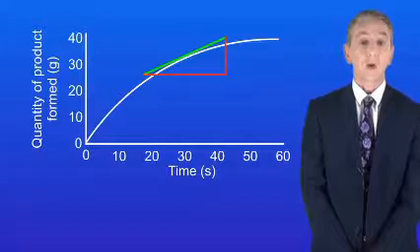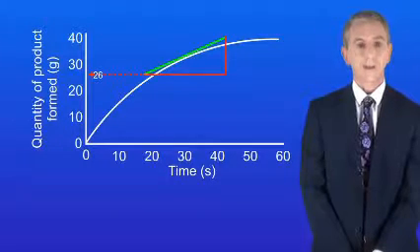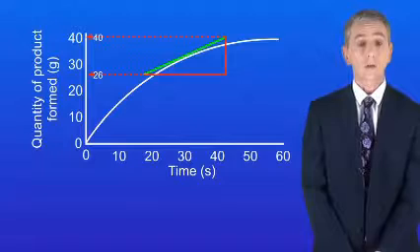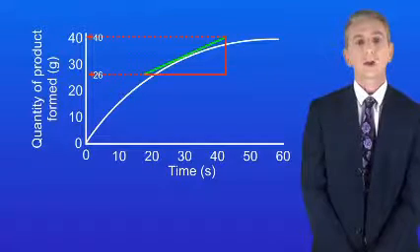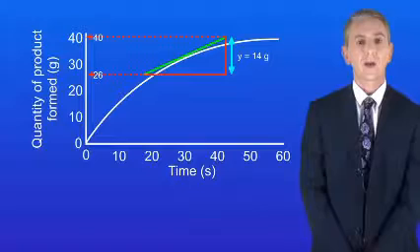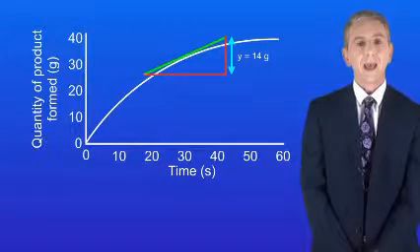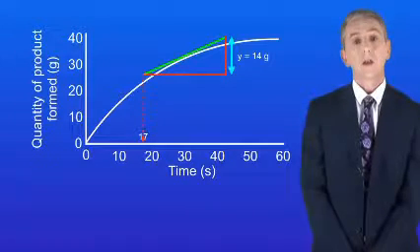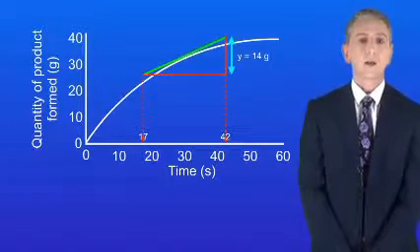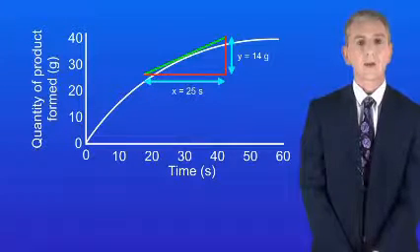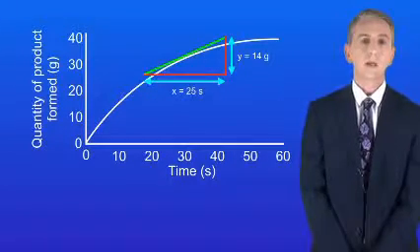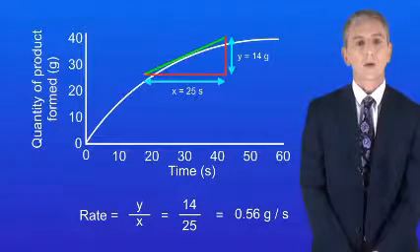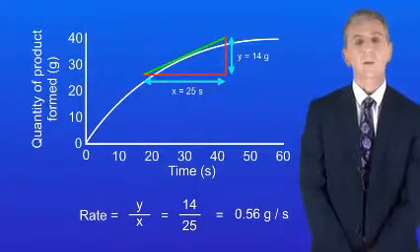Reading from the y-axis, we can see that the vertical side stretches from 26 grams at the bottom to 40 grams at the top. This gives us a value of 14 grams for the y side of the triangle. Reading from the x-axis, we can see that the horizontal line stretches from 17 seconds on the left to 42 seconds on the right. This gives us a value of 25 seconds for the x side of the triangle. To calculate the rate of reaction, we now divide y by x. So 14 divided by 25 gives us a rate of 0.56 grams per second.